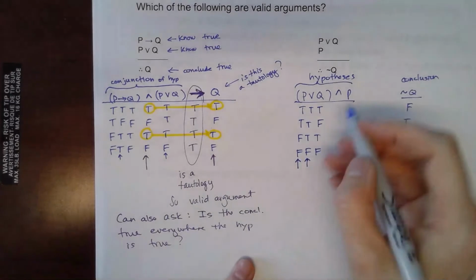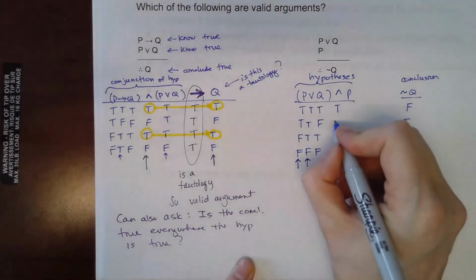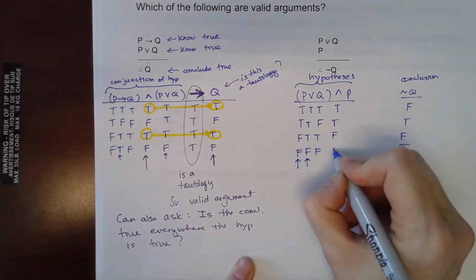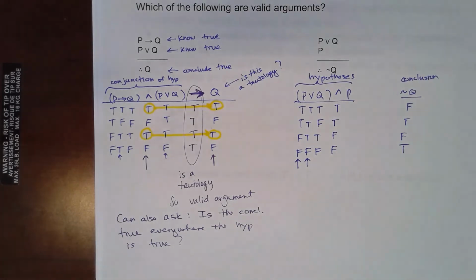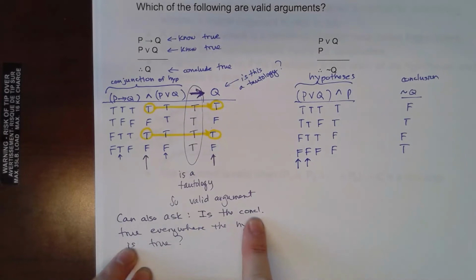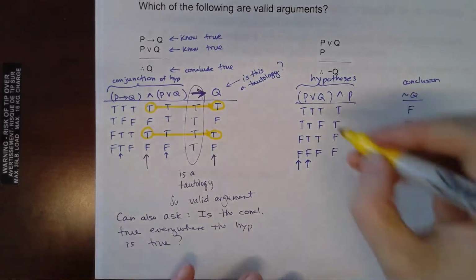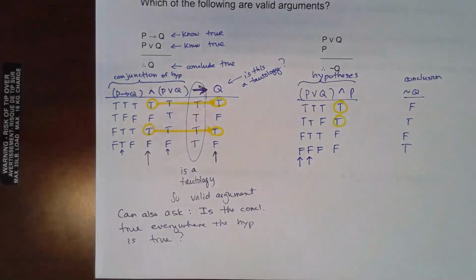All right, both of those are true, that one's true. Both of these are true, so that's true. These aren't both true. These aren't both true. And so now I can go back and just ask myself, okay, I just need to look at everywhere that the hypotheses are true. So that happens to be here and here. I don't care about the rest. If I have false hypotheses, anything goes.